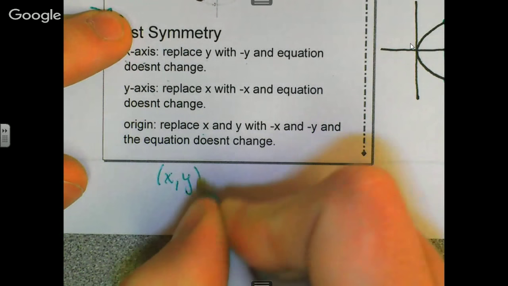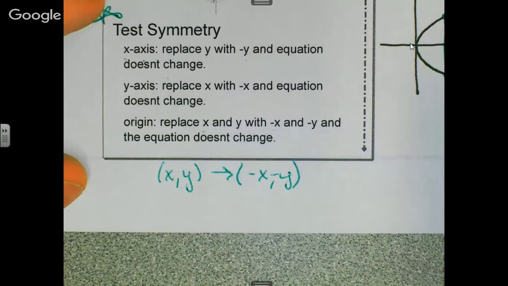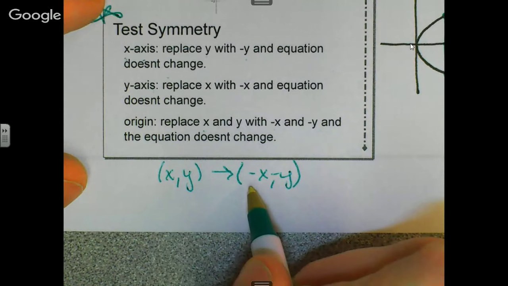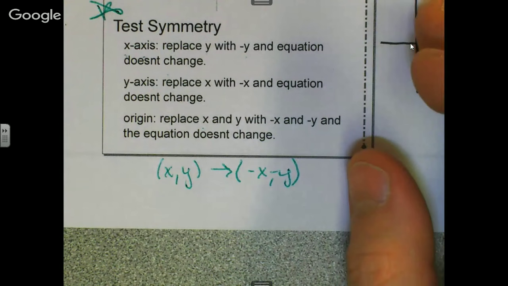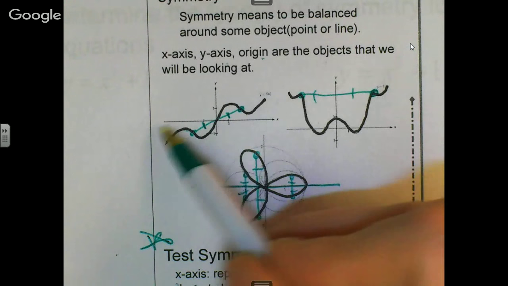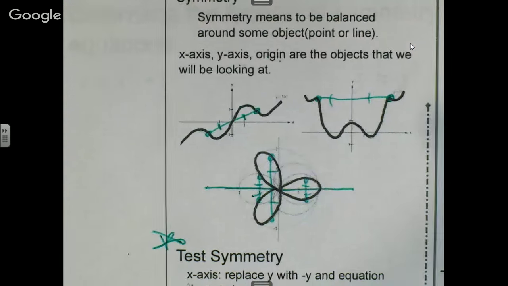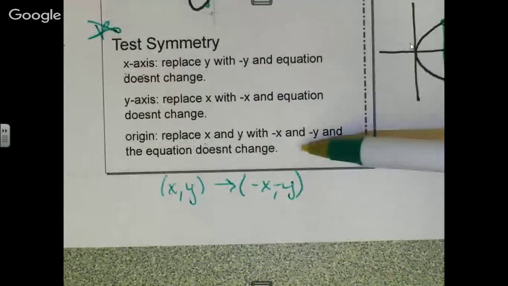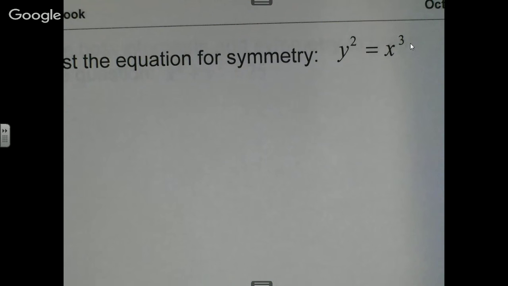If some of you remember back from geometry, we had transformations, and one of them was 180-degree rotation. Well, 180-degree rotation actually takes it and reflects it through the origin. So if I rotate this around 180 degrees either way, I get that symmetry through the origin, which is the same as what we set up here. Okay, so let's test the equation for symmetry.